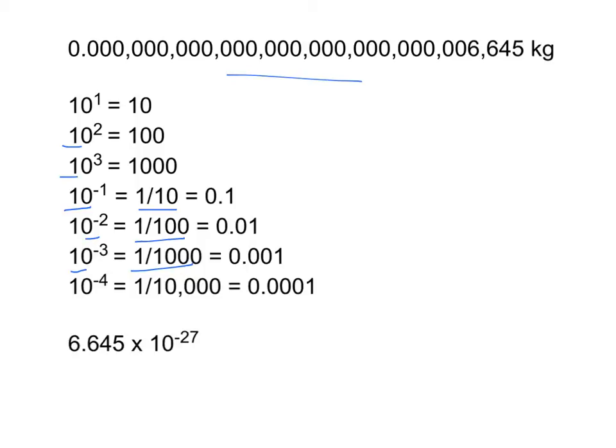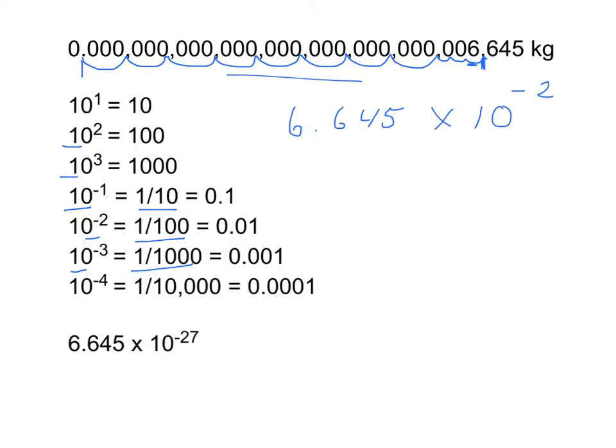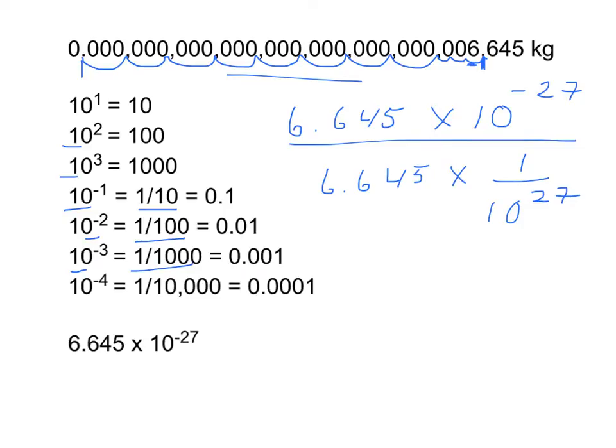So if I want to take this number here and put it in scientific notation, I need to figure out how many places to move the decimal. So the decimal starts here, and I'm going to move it 1, 2, 3, 4, 5, 6, 7, 8, 9, 12, 15, 18, 21, 24, 25, 26, 27 in order to have just one digit in front of the decimal. So it'll be 6.645 times 10 to the negative 27, which is the same thing as 6.645 times 1 over 10 to the 27. So this is the way to write this very small number in scientific notation.